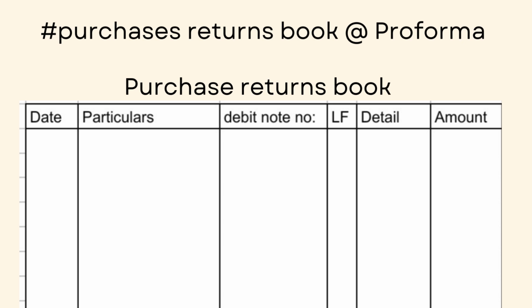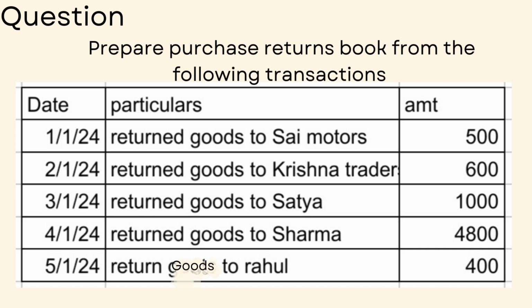Now let's understand the purchase returns book proforma. Here we have date, particulars, debit note number, ledger folio, details and amount. Okay. Now let's understand this by the following question. On first we have return goods to Sai Motors 500. Second, return goods to Krishna Traders 600. Third, return goods to Satya 1000. Fourth, return goods to Sharma 4800. And on fifth, return goods to Rahul 400.